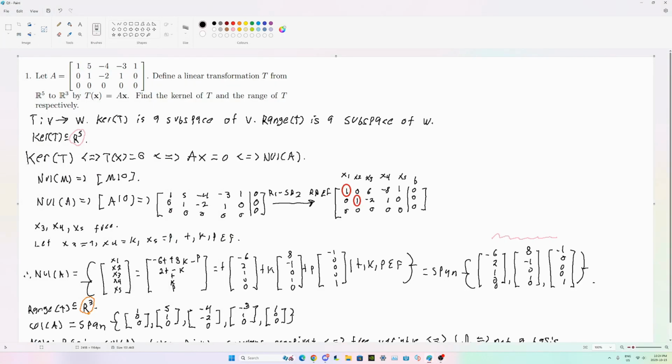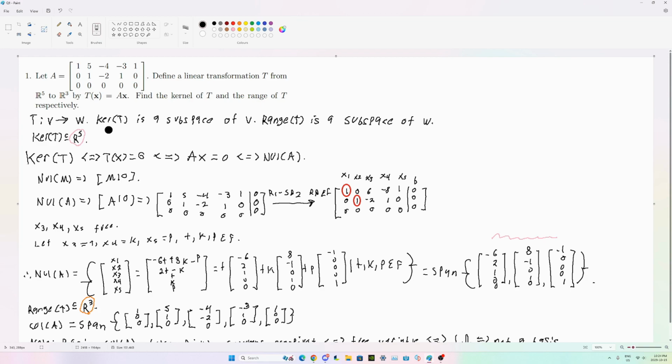Alright, so the first question is just taking the matrix from tutorial 3, and it's asking us to find the kernel of T and the range of T respectively. So given some transformation T that goes from V to W, the kernel of T is a subspace of V, which is the first one, and the range of T is a subspace of W, which is the second one.